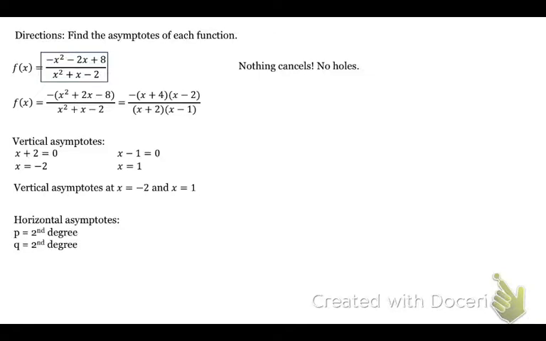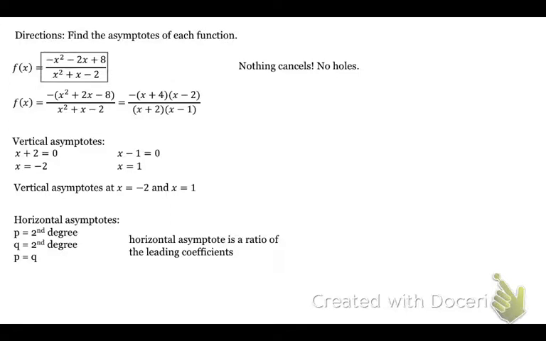The degree of the top is a second degree. The degree of the bottom is also a second degree. So that means P equals Q. So I'm going to look at leading coefficients. And I'm using the table here. So have that table where it says case and horizontal asymptote that we filled out earlier.